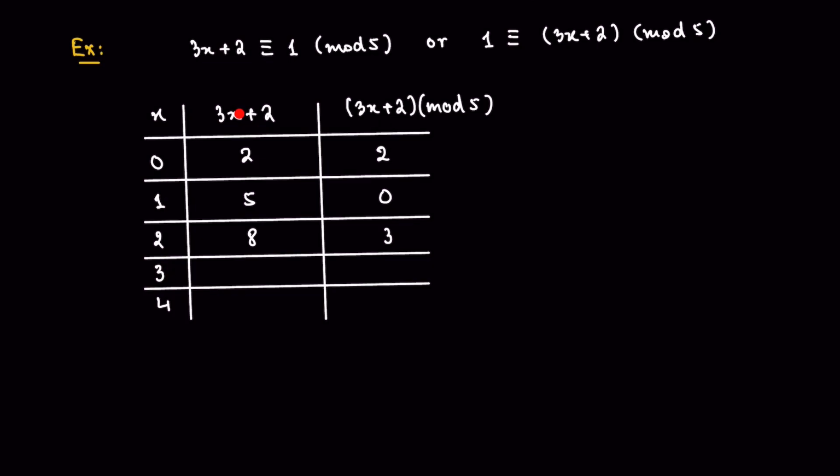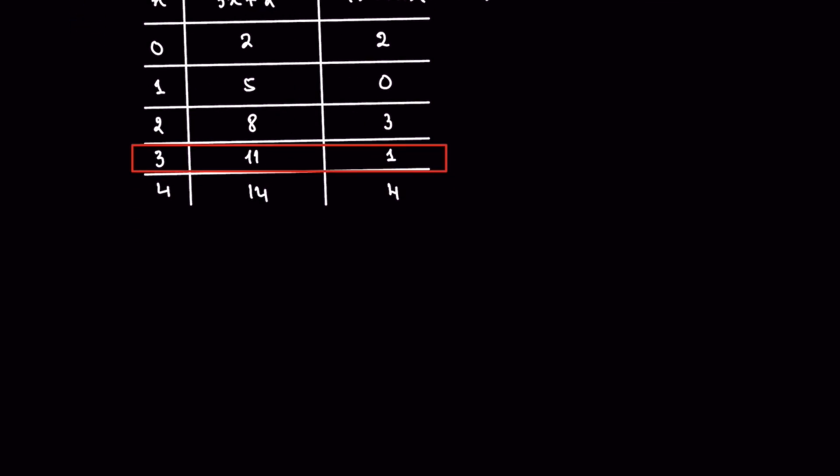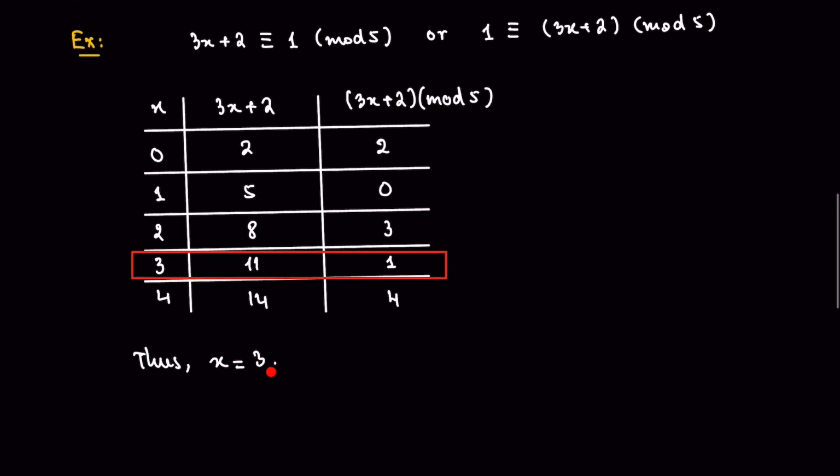Then you have 3 times 3 is 9 plus 2 is 11. 11 mod 5 is going to be equal to 1. And when x equal to 4, 4 times 3 is equal to 12 plus 2 is 14. And 14 mod 5 is equal to 4. So this side is going to be the remainders. And as you can see, you have the results, right? So the remainder is equal to 1. Therefore, the value of x is equal to 3. So that means when x equal to 3, 3x plus 2 is congruent to 1 mod 5. Right, so we're going to move on to another example.